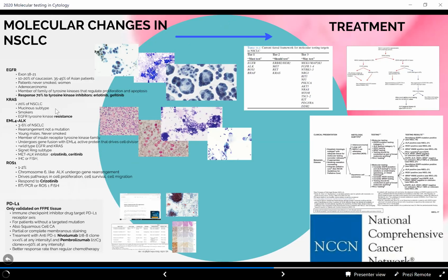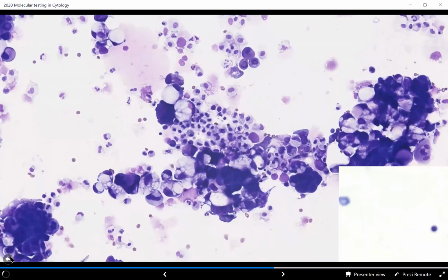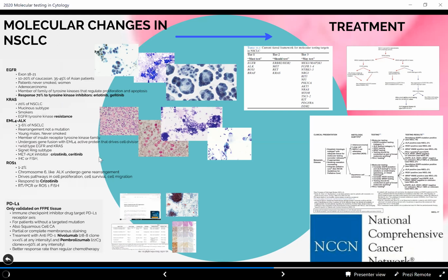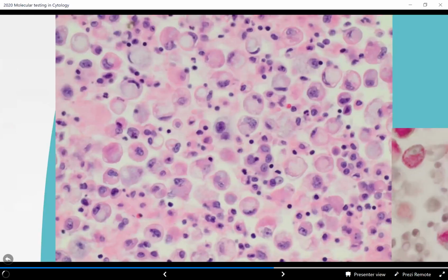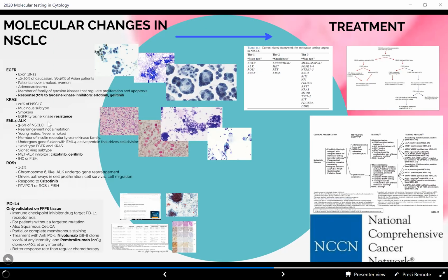KRAS is very common in the mucinous subtype and in smokers, and these ones have tyrosine kinase resistance. So a mucinous one would have many more of these vacuolated cells, and it has a much more bubbly look to it. This is what it might look like on a cell block. ALK is a lesser number, 3 to 6% of non-small cell. It's a rearrangement, not a mutation. It occurs commonly in young males, and this is very common in the signet ring subtype.